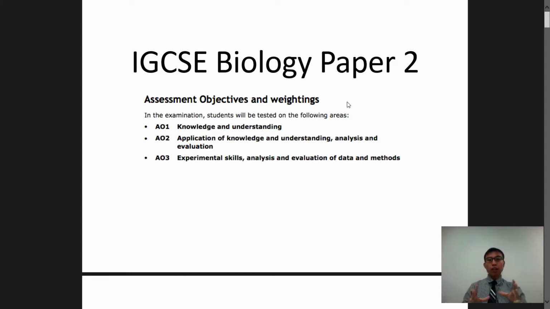So first of all, you have to understand the paper. For any IGCSE science paper, you will be graded on 3 criteria, okay? The first one is knowledge and understanding. This is more recall, okay? The second one is the application. And the last one is experimental skills and analysis of data given, alright?